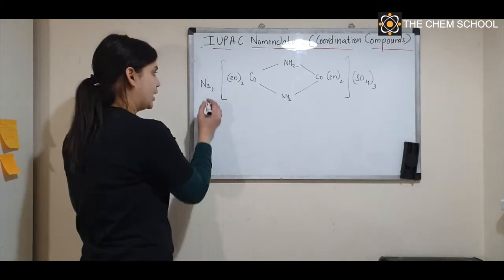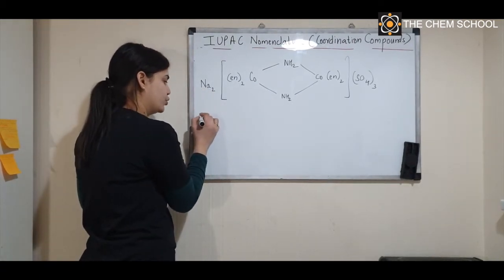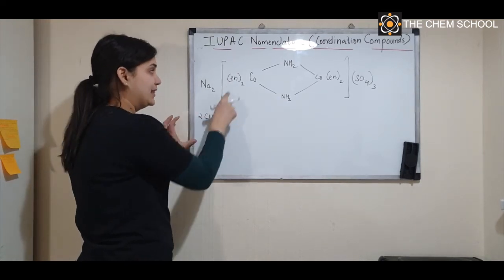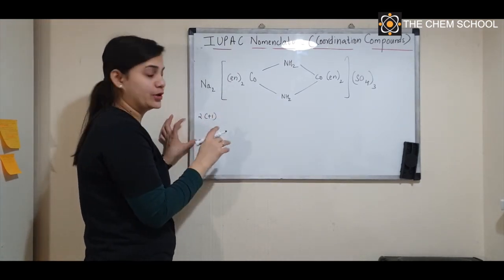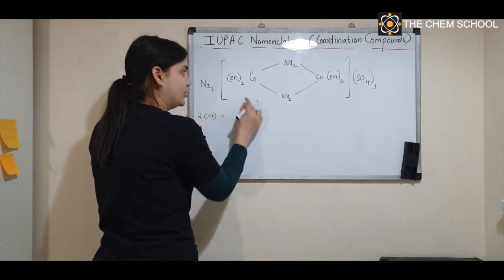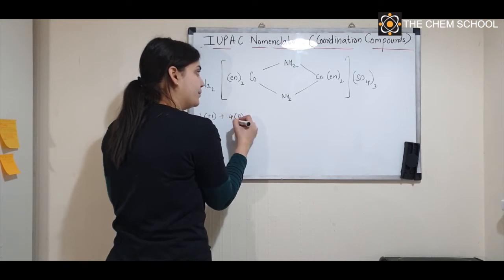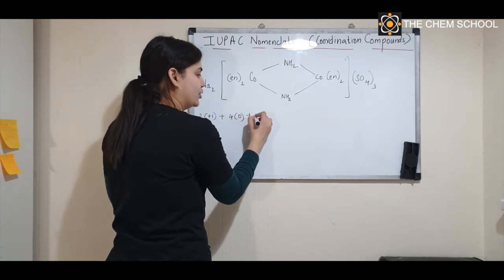Okay, so now you have sodium. So sodium will have a charge of +1. You have 2 sodium. Okay, then ethylene diamine, it is a neutral ligand. So how many ethylene diamine do you have? 2 plus 2, you have 4. We are just taking it together. Okay, then we are going to calculate the charge for cobalt.